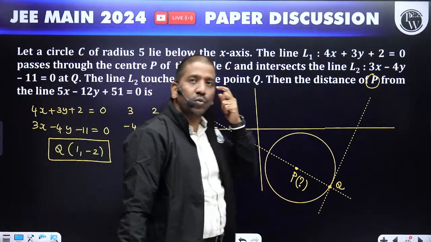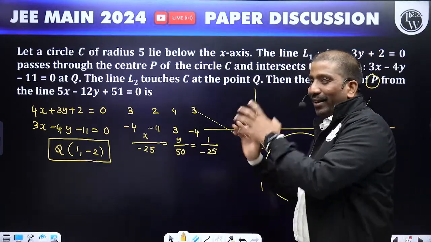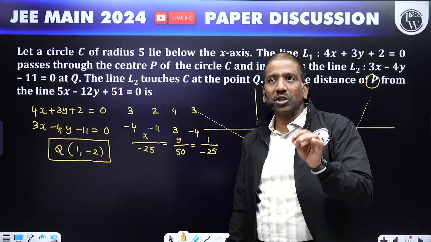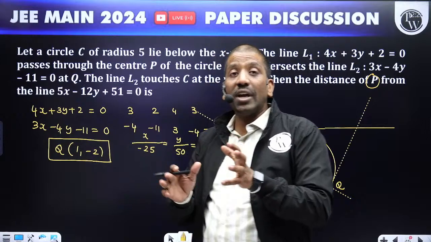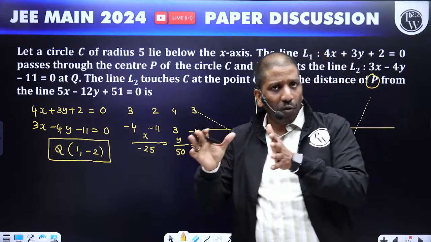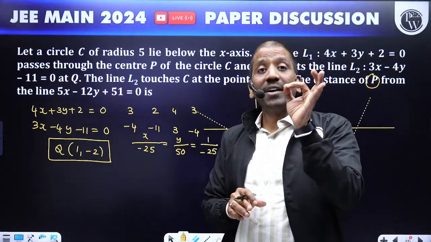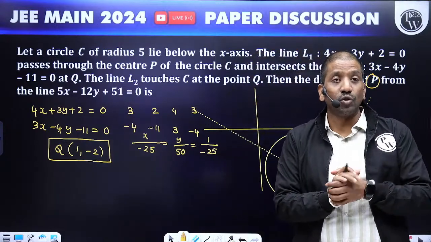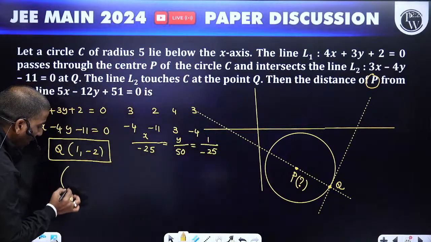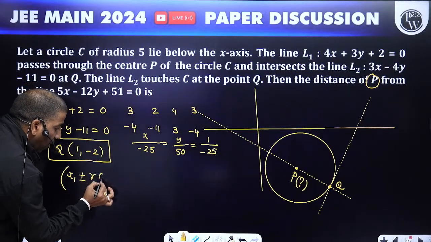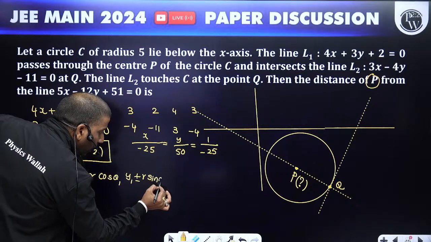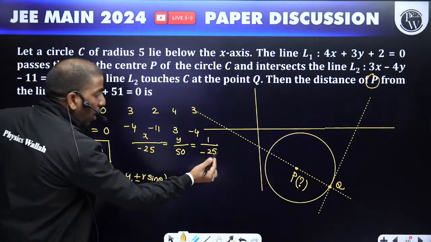But our task is to find point P. I will tell you the simplest method. From straight lines, we have one interesting point. Among the most important applications, one is the parametric points. So in these parametric points, what is the formula? x1 plus or minus r cos theta, y1 plus or minus r sin theta. So how do we get P?